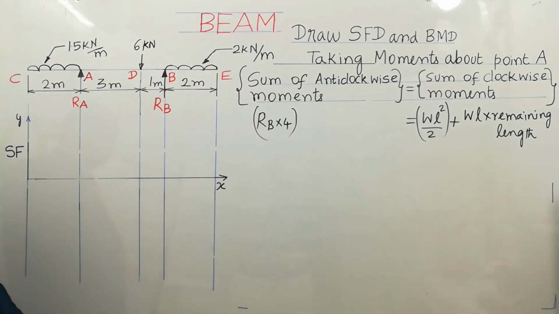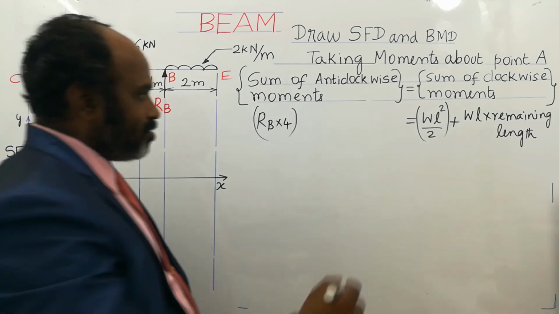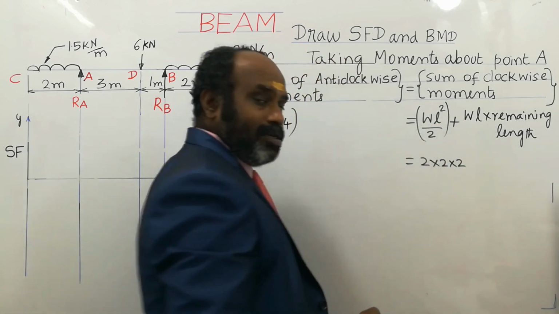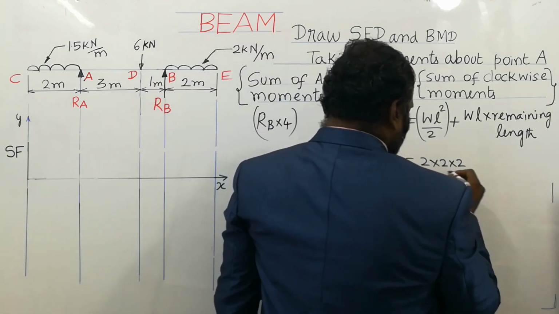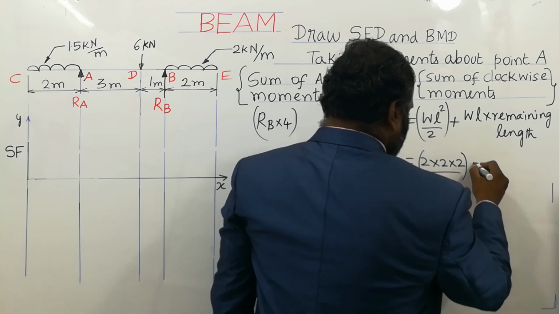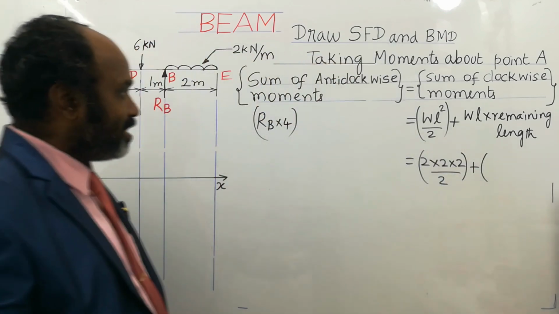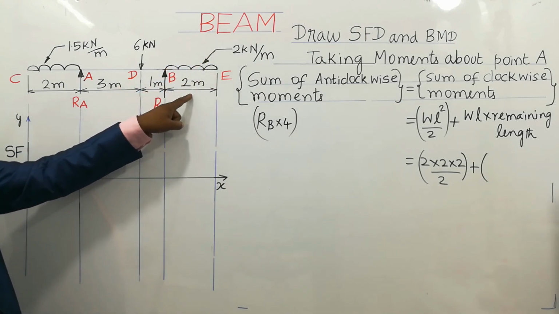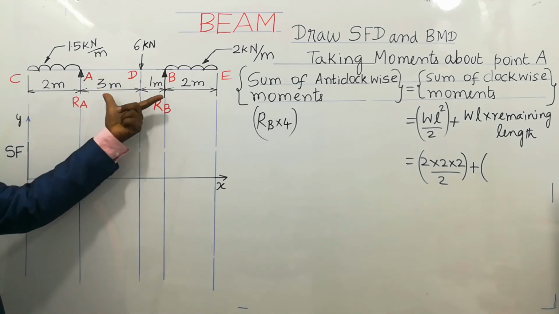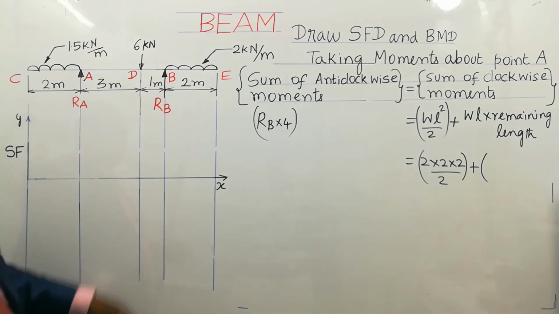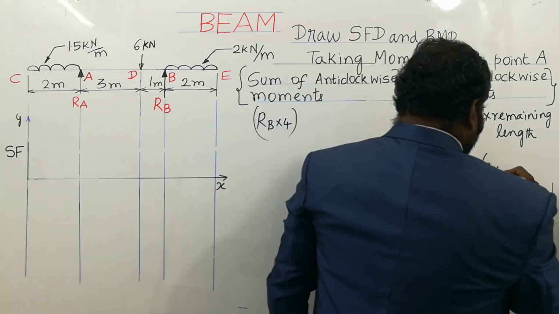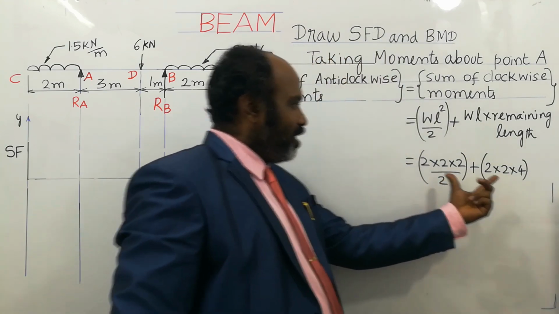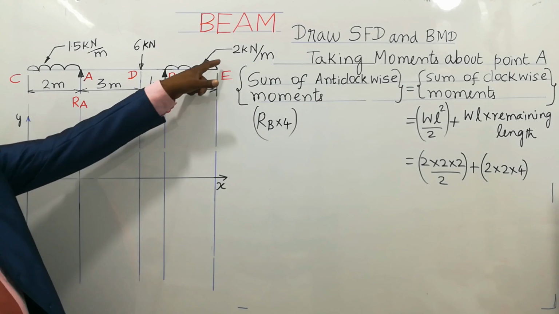So the UDL value is given as 2 kN per meter, and the UDL length is L square. I will expand and write it like this: 2 into 2 into 2 by 2, plus the indirect effect of the UDL, which we are going to consider for this 2 kN per meter. The UDL value is 2, the UDL length is 2, and up to point A the remaining length is 3 plus 1, 4 meter. So 2 into 2 into 4. This is the moment for the 2 kN per meter UDL.